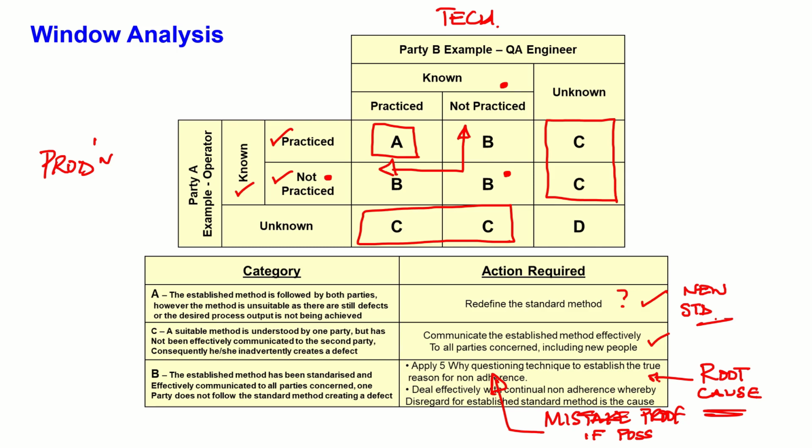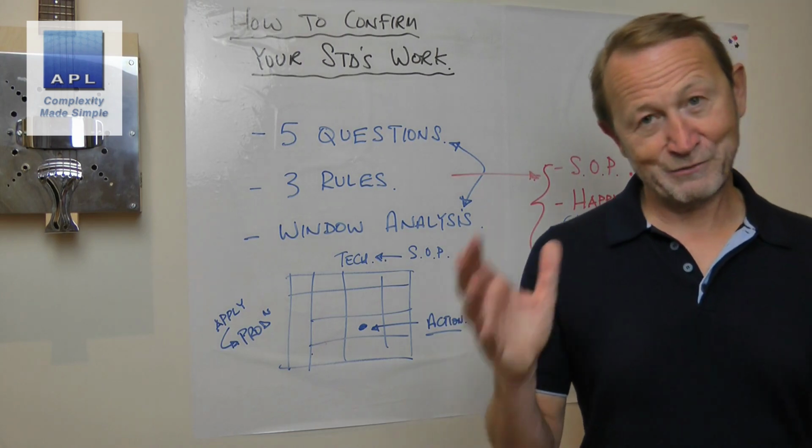You know, what you've got to try and do here is look at the process, and the window analysis is trying to get you to look at the process. Which window are you going through? Is it A, B, C or D? And what action is required to make your process control better than it currently is? Okay, so that was window analysis.